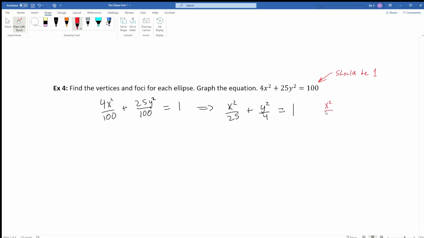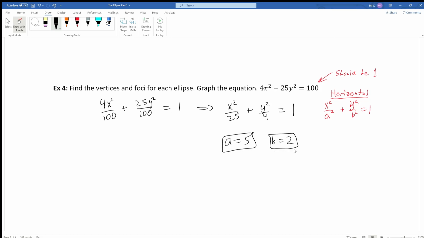And since this is x squared, my a is my larger value, which is paired up with the x in this case, so this is x squared over a squared plus y squared over b squared equals 1. This is a horizontal ellipse. And my value for a is going to be 5, and b is going to be 2.